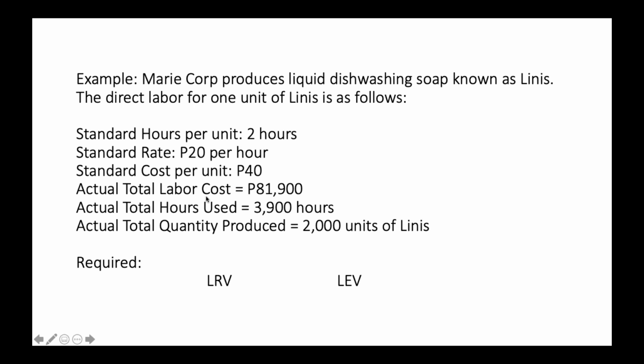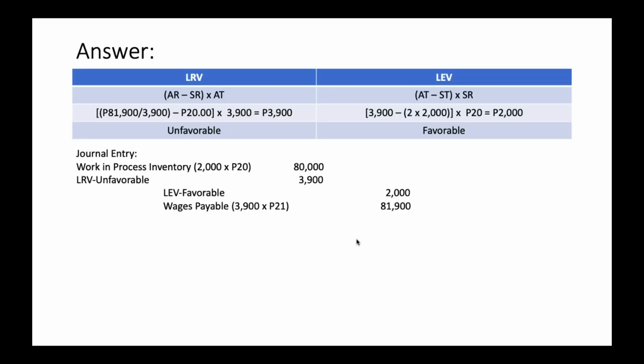Now, the actual total labor cost is 81,900. The actual total hours used is 3,900. The actual quantity produced is 2,000 units. So let's compute for the labor rate variance and labor efficiency variance. Difference in rate multiplied by the actual time. So the standard rate is 20 pesos. Now we have to get the actual rate. That's 81,900 divided by 3,900.